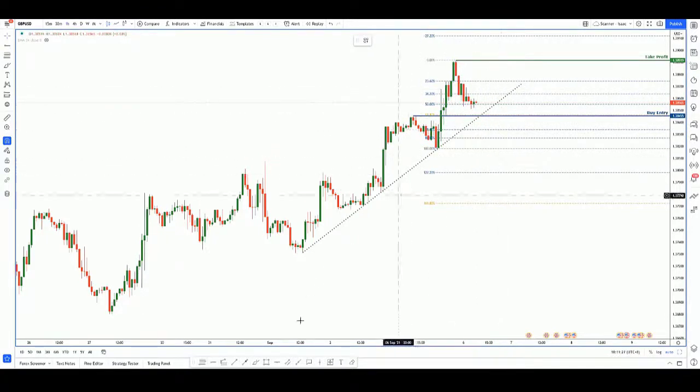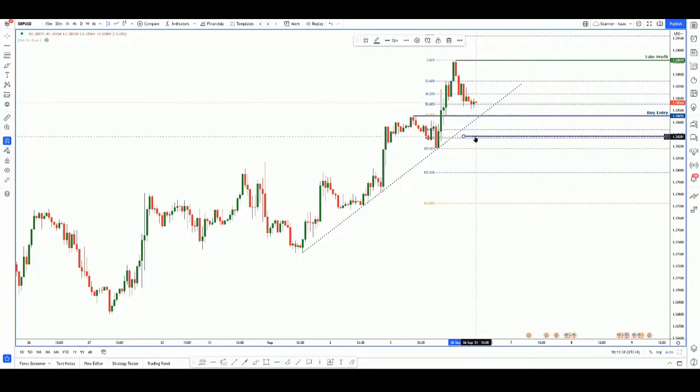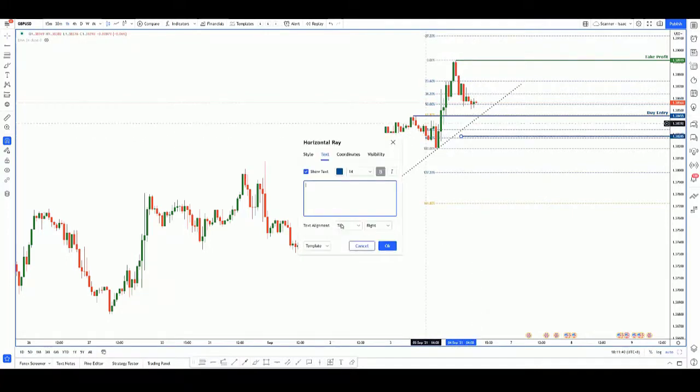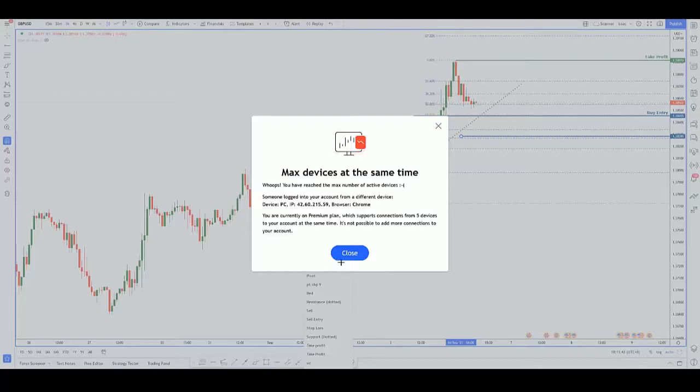Last but not least, we need to have a strong stop loss level. Now the stop loss is the level which we know for sure we are wrong. So I'm going to put the stop loss slightly below the 7860. This is going to be the stop loss for the intraday trade.